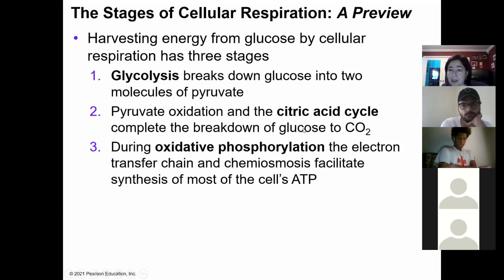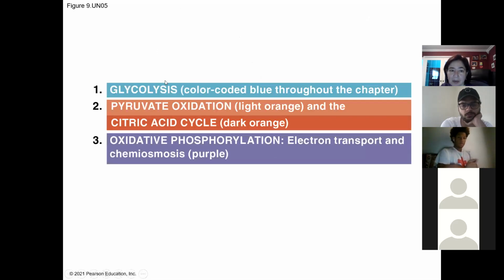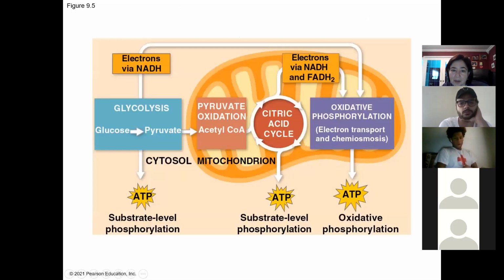What is chemiosmosis? It's a very interesting, beautiful process. We're going to get down to it soon. Okay, so three parts: glycolysis, citric acid cycle, and oxidative phosphorylation. Now, in terms of location, glycolysis takes place in the cytosol. And glycolysis doesn't require oxygen, so that's the first step. Once glycolysis is over, it continues inside the mitochondria. So in mitochondria, you have these two parts, the citric acid cycle and oxidative phosphorylation.